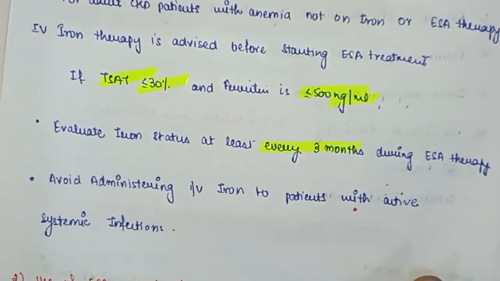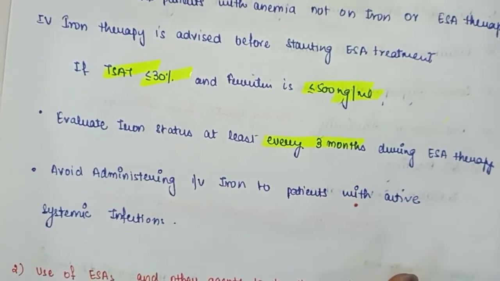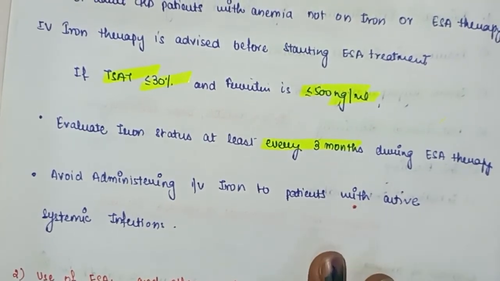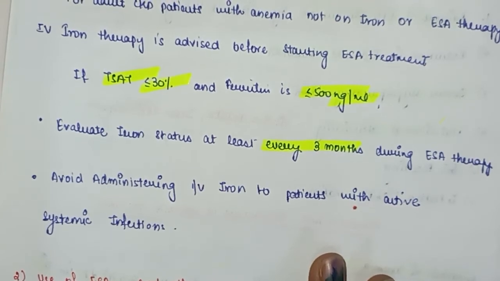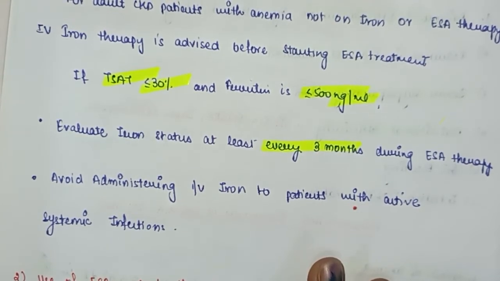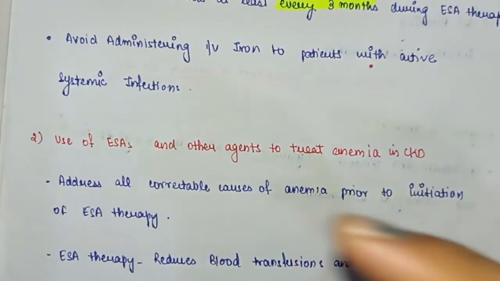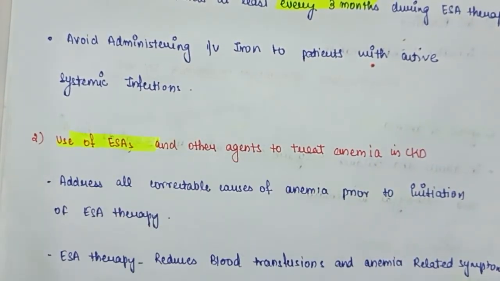Avoid administering IV iron to patients with active systemic infection. In case of infection, we should avoid giving iron therapy in CKD patients as well as in normal patients. So this is all about iron therapy. If TSAT or transferrin saturation is less than 30% and ferritin is less than 500 nanogram per ml, first correct the iron deficiency before giving erythropoietin. So next is erythropoietin stimulating agents.